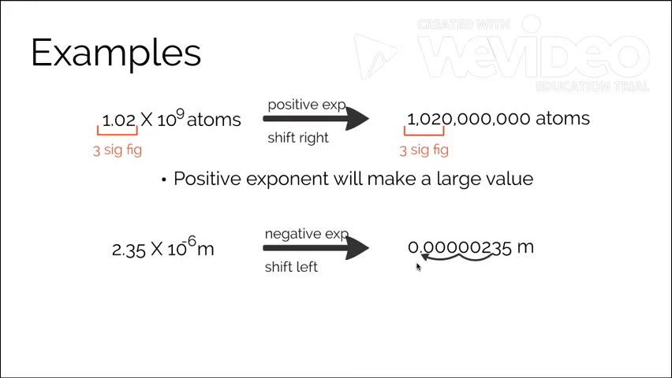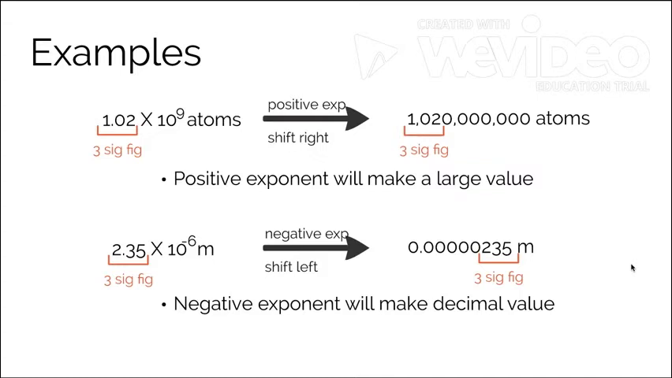So now we have that number outside of scientific notation, and it is 0.00000235. And again, notice that we didn't lose any significant figures and we didn't gain any of them either. We still have just 3 significant figures in both of these values. They just look slightly different. And so keep in mind for this one that the negative exponents will give you these very small decimal numbers.